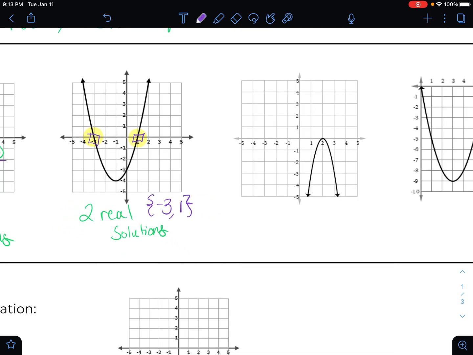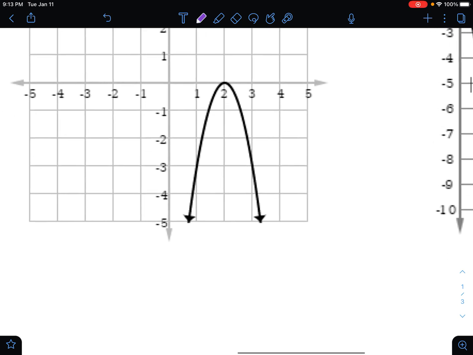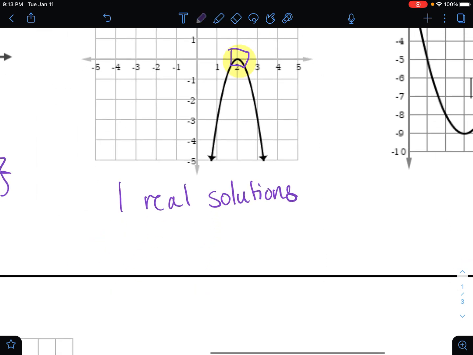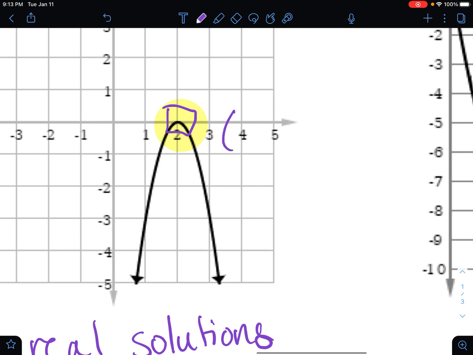If we look at the next one, this graph hits the x-axis at 1 point. So it has one real solution. And that is right at (2, 0). So we could label this at (2, 0), or we can write it in our solution set with the brackets.